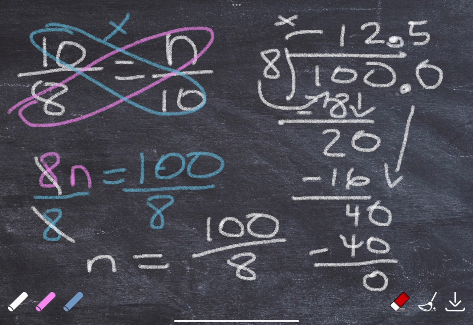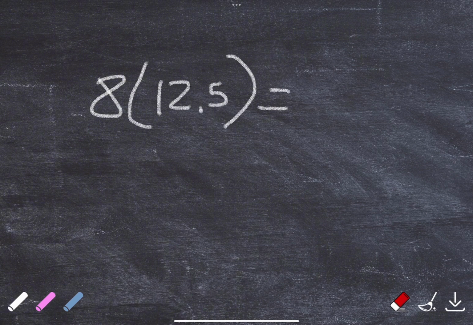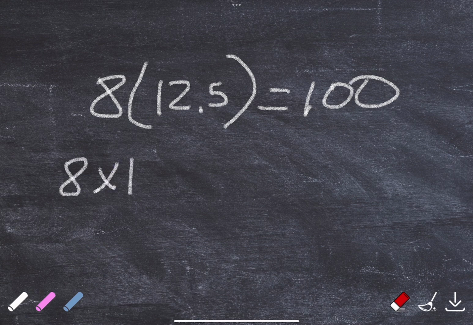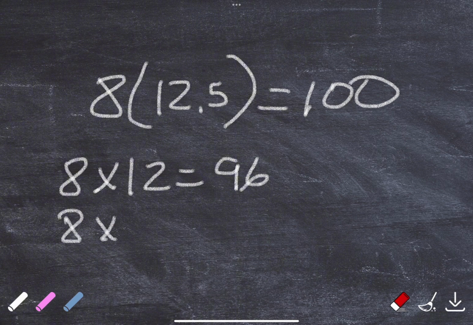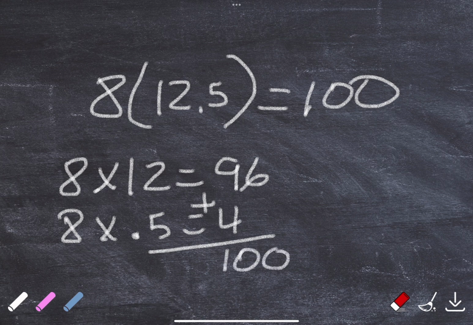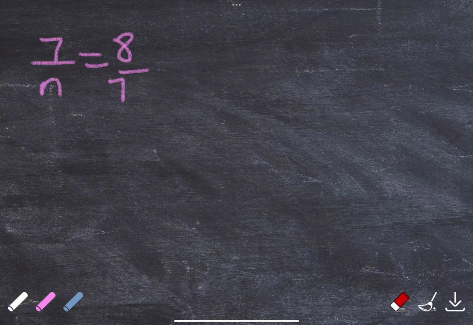Super duper. We can still check it and see if it's correct. Remember our original equation, which was that 8 times 12 and a half equals 100. Let's break that number apart. 8 times 12 will get me to 96, and 8 times a half, or 1/2 of 8, is 4. And I know that 96 plus 4 equals 100, so these ratios are proportional. We did it! All right, let's try this one.